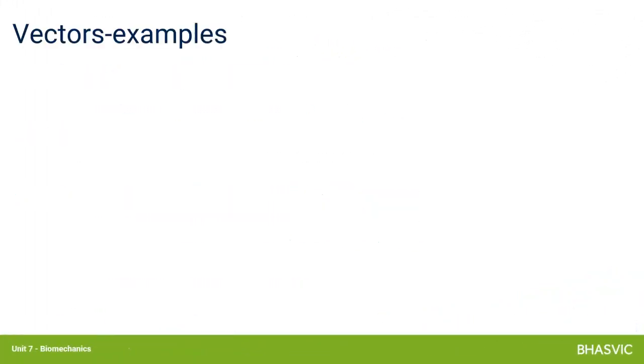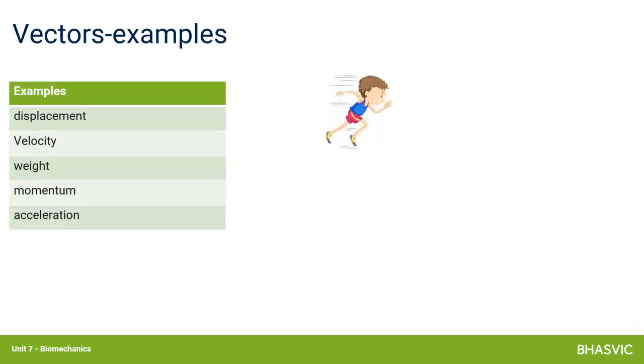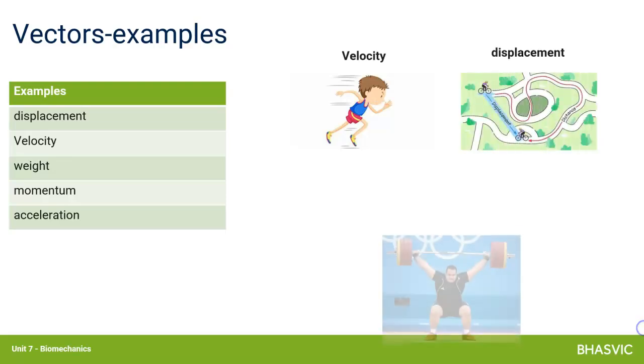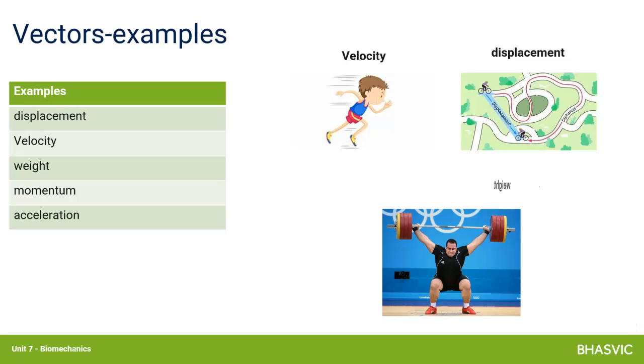An example of a vector being applied during sport is a sprinter running in a specific direction at a certain speed. The speed the sprinter runs at is velocity, while the vector determines the direction. Another example of a vector is displacement. If a cyclist was cycling around a park, the displacement would be how fast the athlete could travel from the start to the finish, the most efficient way. A final example of a vector is weight.